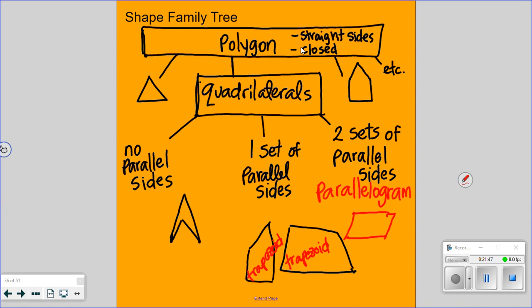Perfect. We made that top and bottom slightly off, and then we connected the sides. Go ahead and draw that parallelogram. This one is not a rhombus, but it could be, because the rhombus would fit in this category, but we're going to keep talking about that for a second.